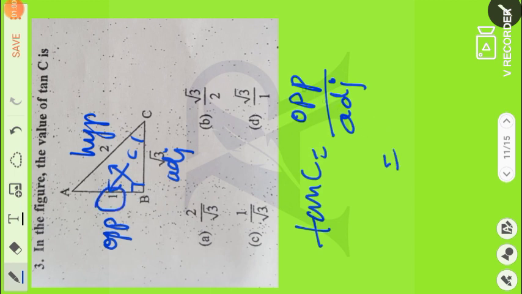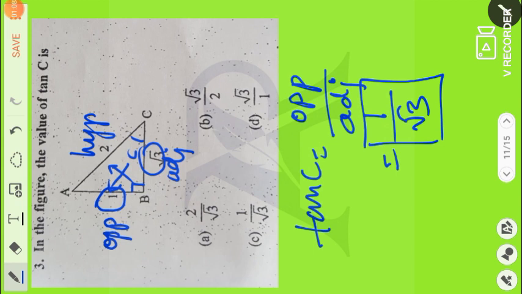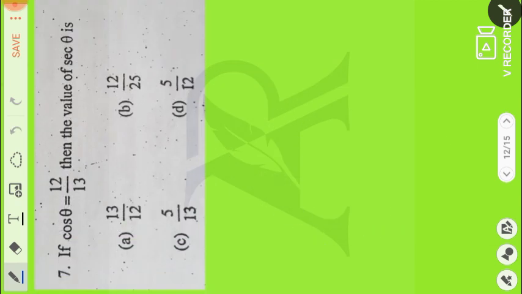The value of opposite is 1. Therefore, I will substitute here opposite 1. Adjacent value is root 3. Root 3 I will substitute. Therefore, I have got 1 by root 3. Let us see the options. See option C, 1 by root 3. It is the correct answer. Let us see the next question.